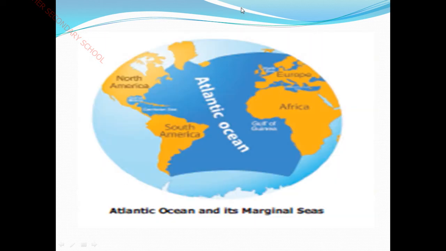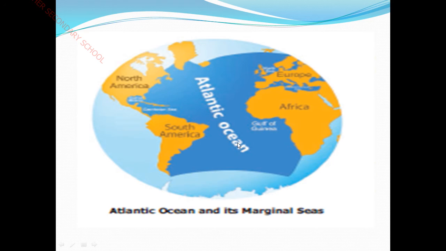See here, it is given as an S shape. So if asked the shape of the Atlantic Ocean, you have to answer S, the letter S. The Atlantic Ocean is bounded by what? North America, South America, and Africa and the European continent.